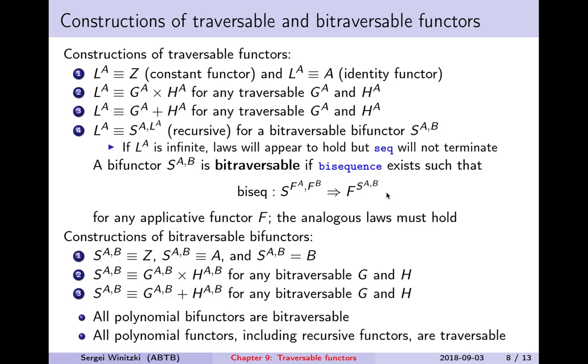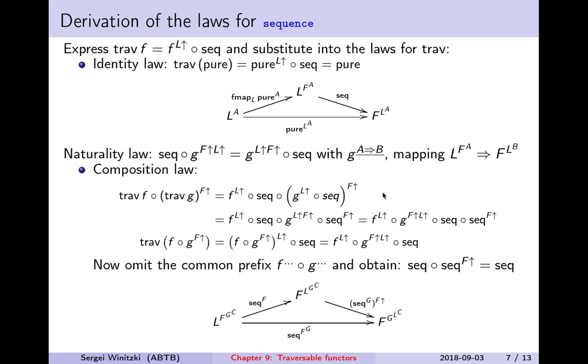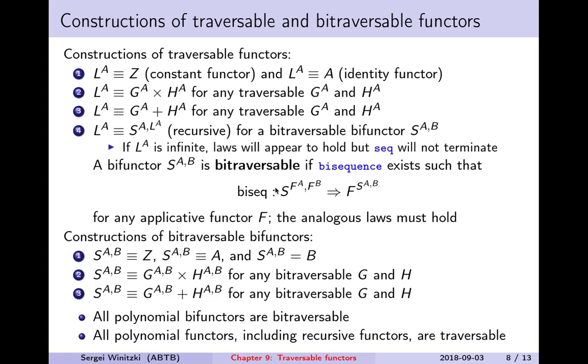the laws of composition. Now the law of identity is this. And it needs to be adapted, obviously, to this bi-seq, so that you have pure here and pure here. And the law of composition obviously needs to be adapted as well, because you have FGA, FGB, and so on. But other than that, it's a direct generalization. So analogous laws must hold.